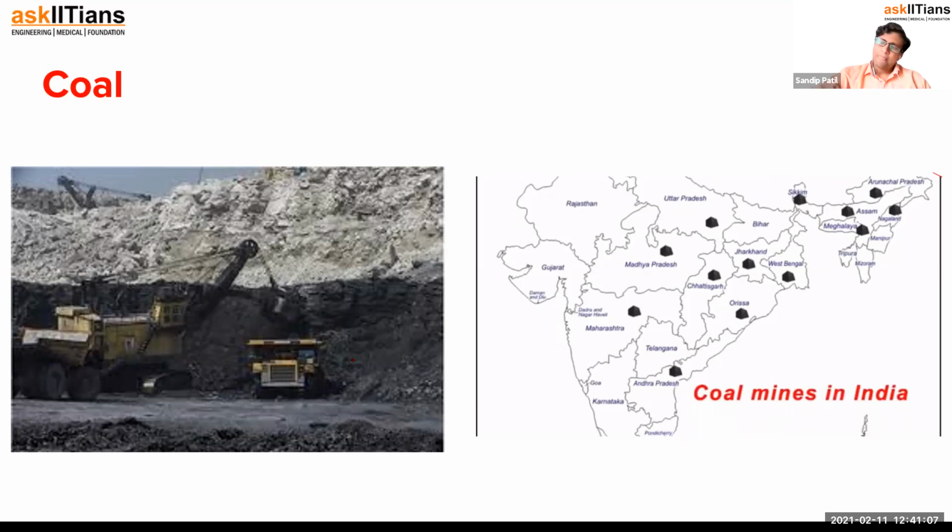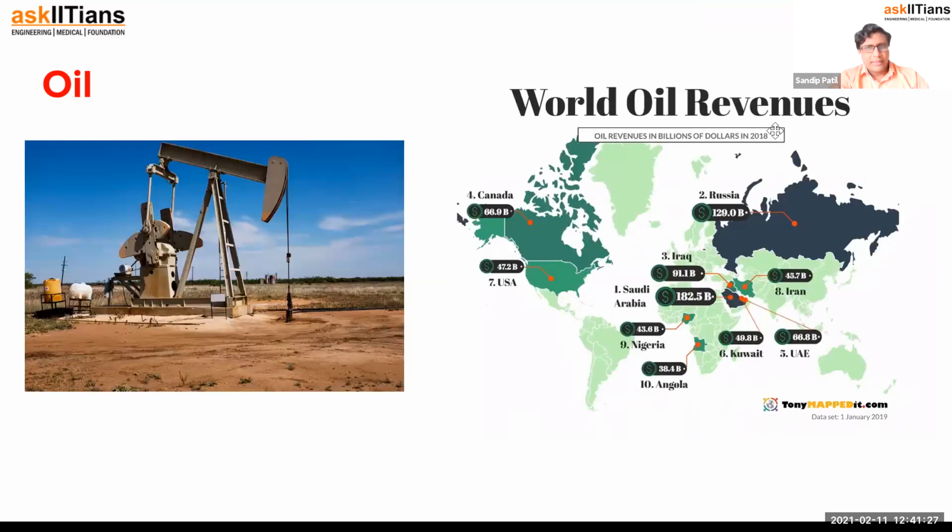Even in trains, in the old days, there was the steam engine. The steam engine uses coal as the fuel. We have to burn that coal in the train, then only we can run that train, right? So this is also one of the important sources. Then oil.